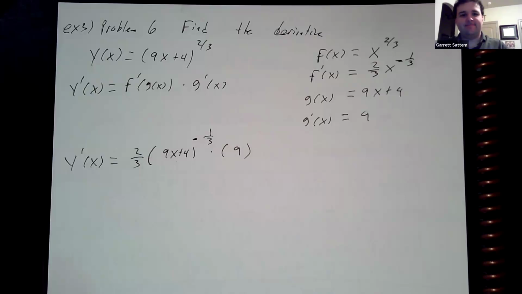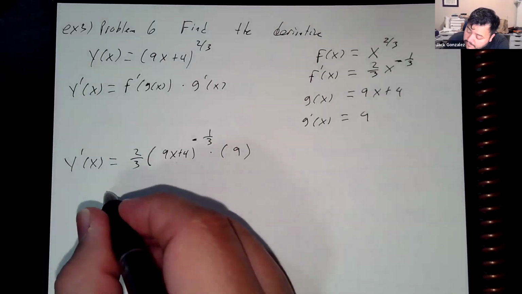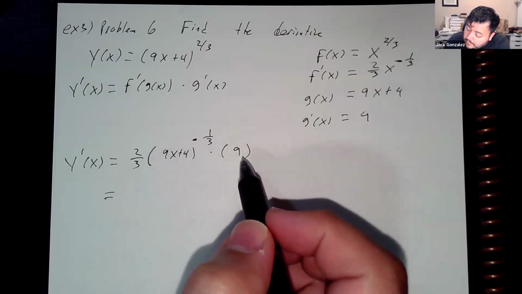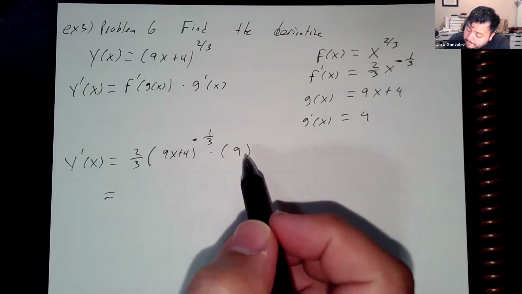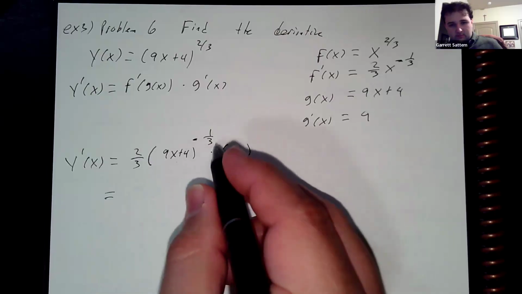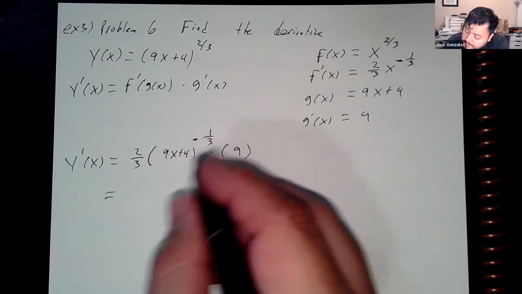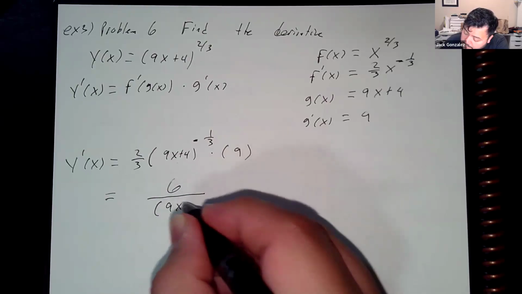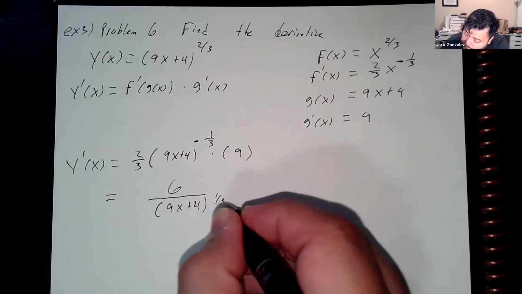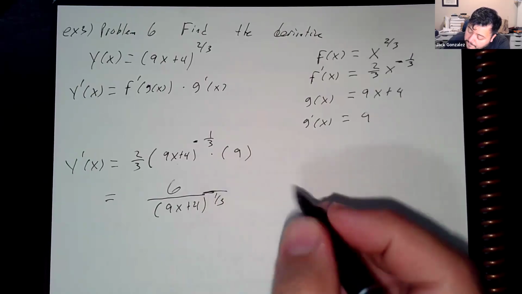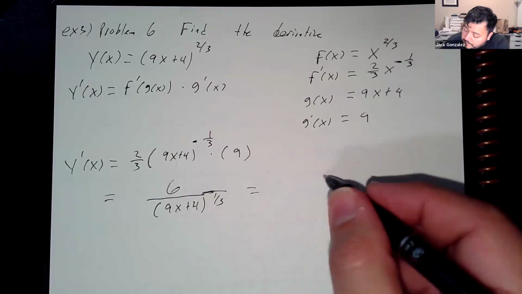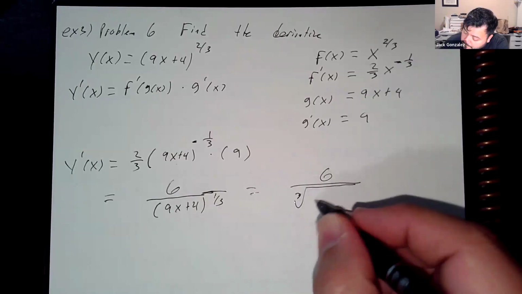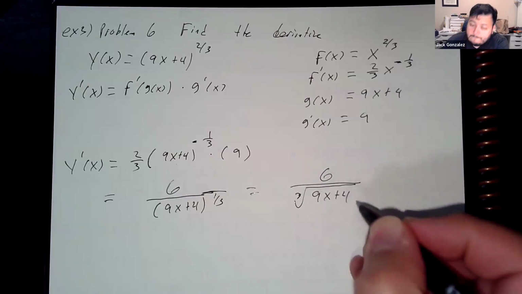No. All right, let's do some algebra and finish it off. 2/3 times 9, that would be 6, right? Right. Bring this down to the bottom because it's a negative power. So that'll be 6 over (9x plus 4) to the 1/3. Or if you prefer, the cube root of 9x plus 4.